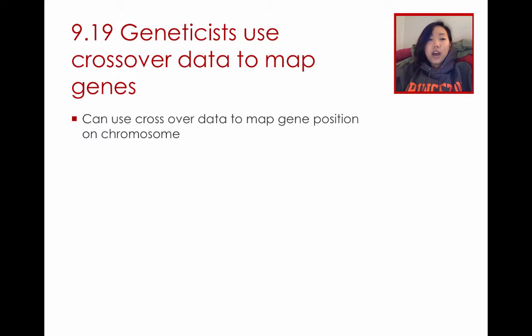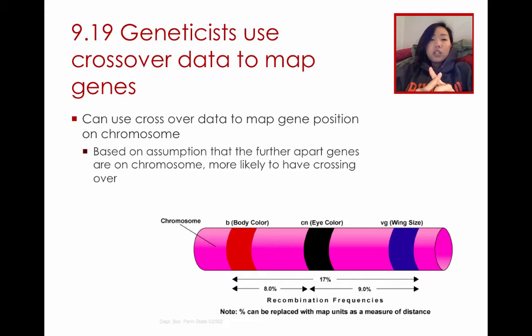decided to use this data of the crossing over to try to map out the genes on the chromosome. And so he made the assumption that genes that are further apart on the chromosome, because they're farther from each other, there's more likelihood that there's going to be crossing over and genetic recombination. Whereas if they're closer together, they're more likely to be linked, and so they're not going to have as much crossing over. And so, based on that, he used the recombination frequencies to figure out where genes were.